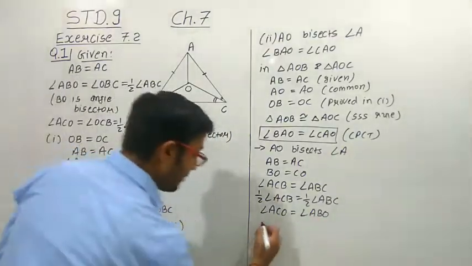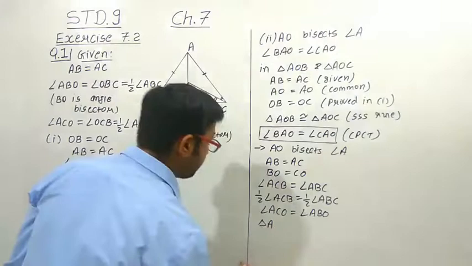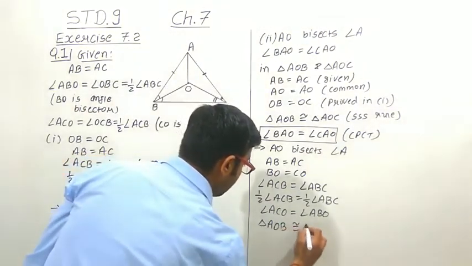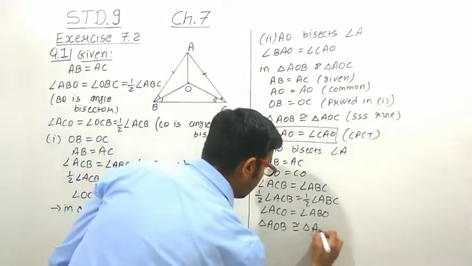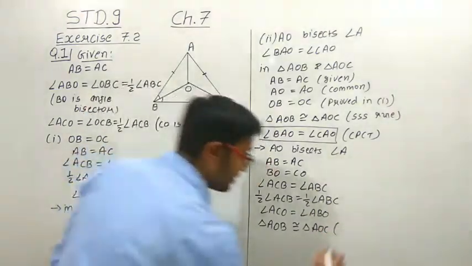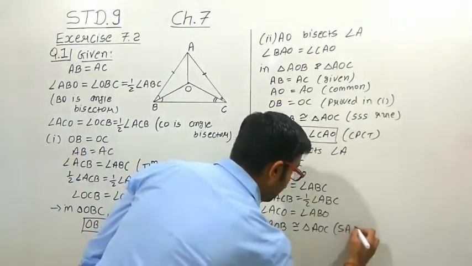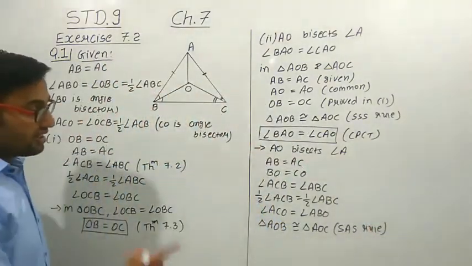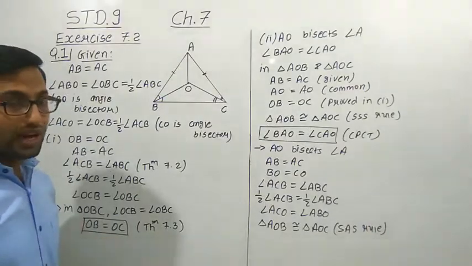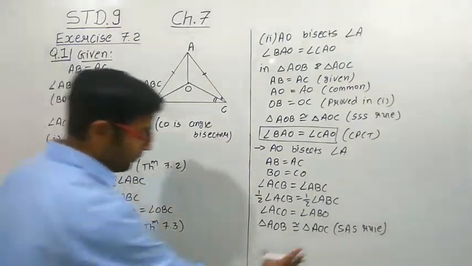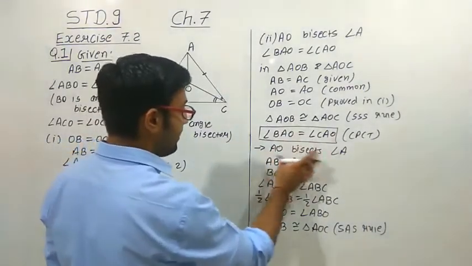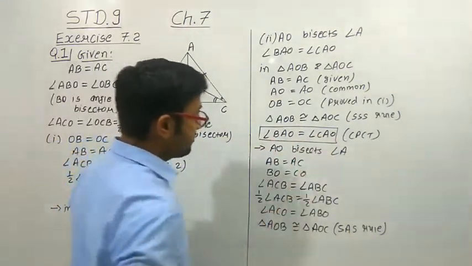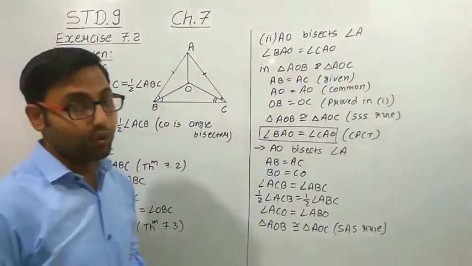So now we can write triangle AOB is congruent to triangle AOC, this time by the side angle side rule. So this is another way to prove the two triangles congruent. Now by CPCT, we can write that angle BAO is equal to angle CAO, and that is why AO bisects angle A.